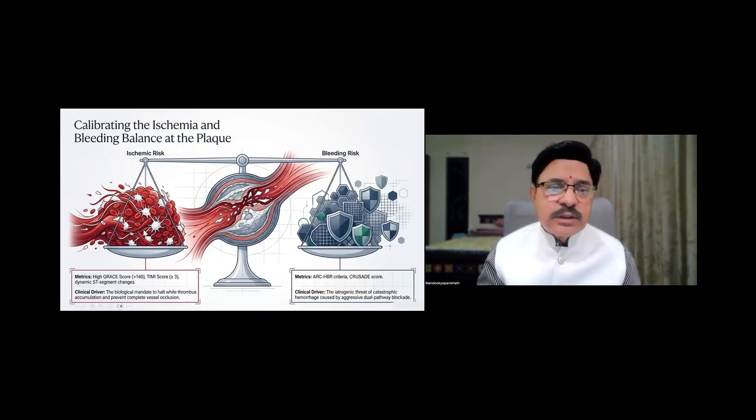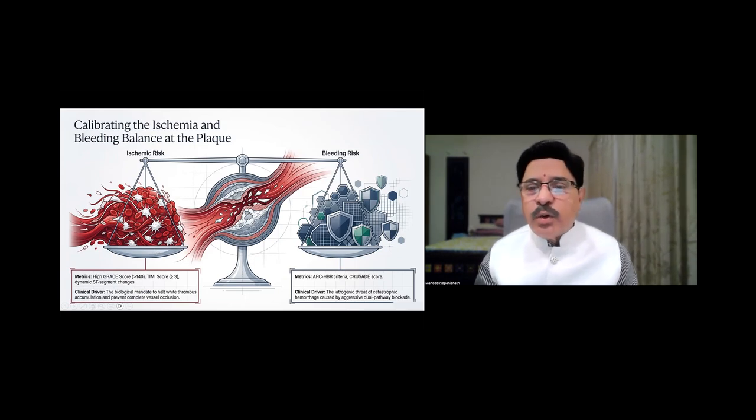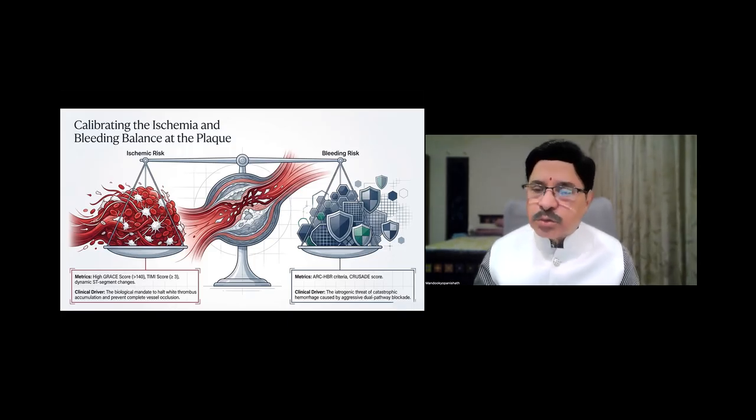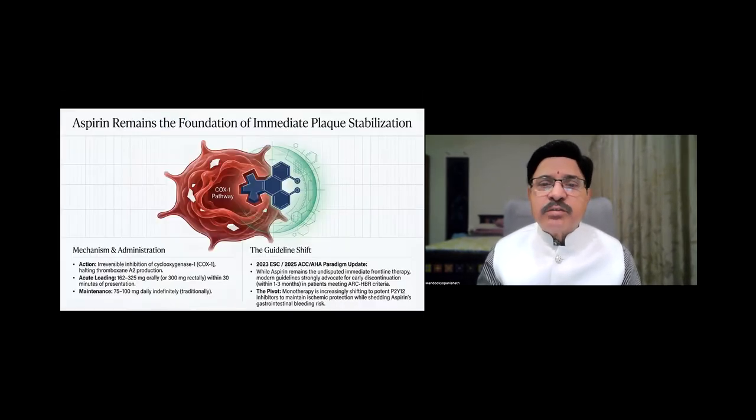How do I assess the risk of thrombosis? GRACE score, TIMI score, dynamic ST changes. But how do I assess the bleeding risk? There are criteria for bleeding risk assessment, and you have to use the ARC-HBR criteria and the CRUSADE score. There is another score called the CRUSADE score. If you apply that, the bleeding risk will be stratified.